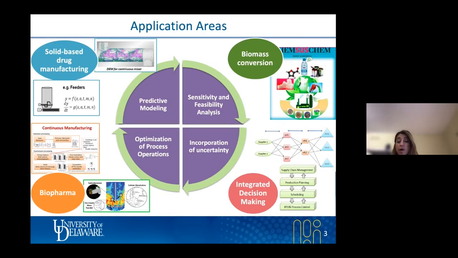Before I go into a deep dive into manufacturing and digital twin applications, our group focuses on process modeling, optimization, and incorporation of uncertainty in different applications, including biomass conversion to chemicals and integrated decision making, going more towards the level of supply chain management. And I'm going to talk to you today about pharmaceutical manufacturing.